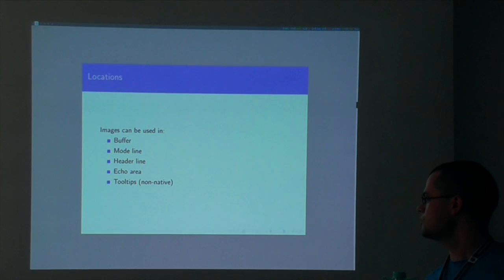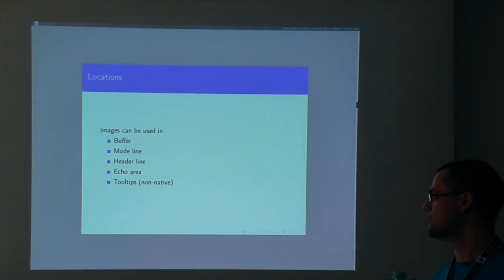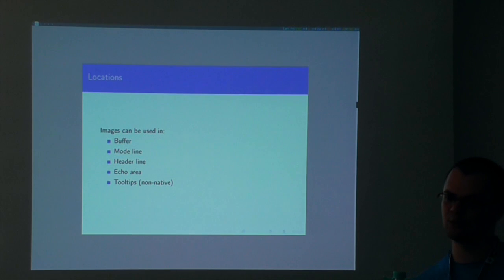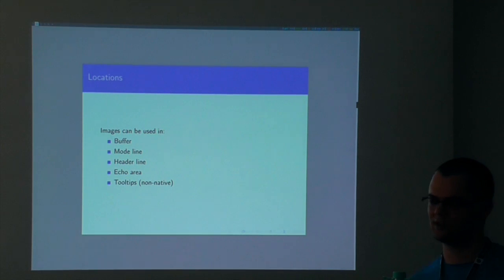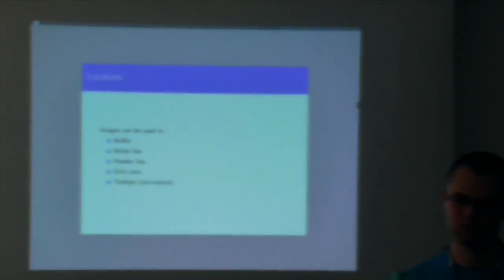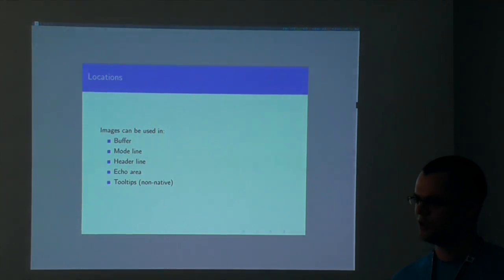Okay, for the locations, you can use images in other places than just buffers. You can, for example, put them into the mode line, which is the line at the bottom you see right above the echo area, or the header line, which is the equivalent at the top. Okay, the echo area, of course, as well, and tooltips, but only non-native ones. Native tooltips are mandated by the toolkit you'd use, which would be, for example, GTK on Linux. But if you deactivate that, you can actually get images in the tooltip.